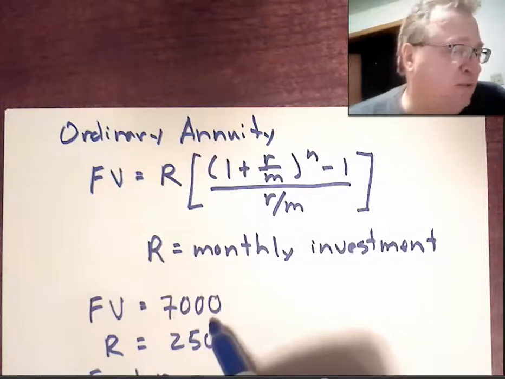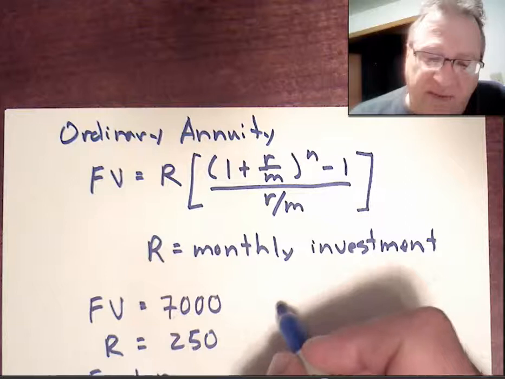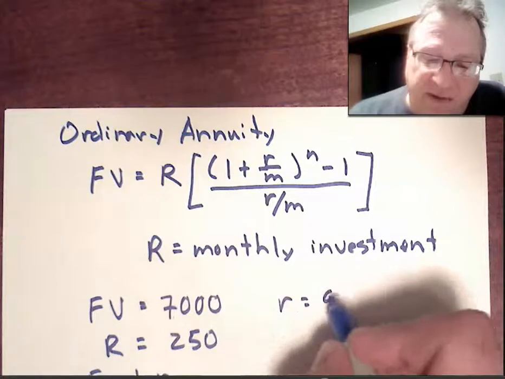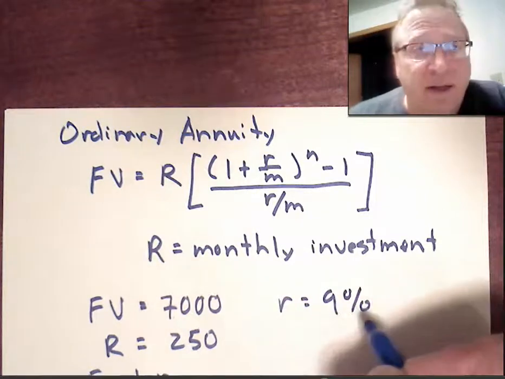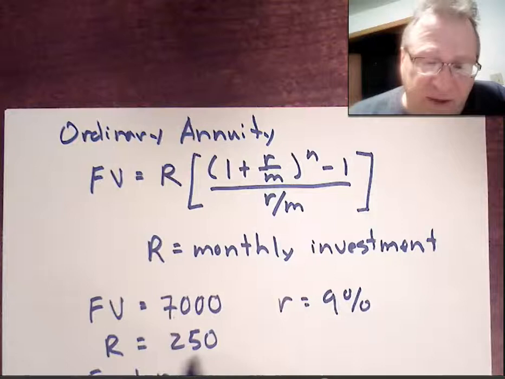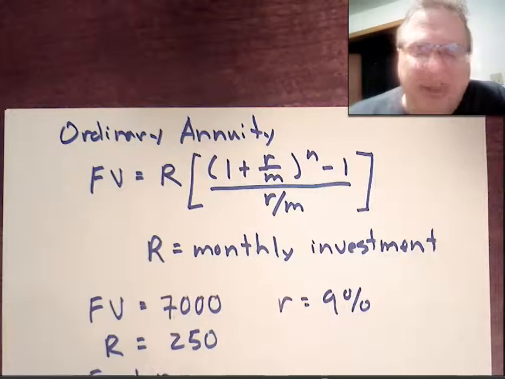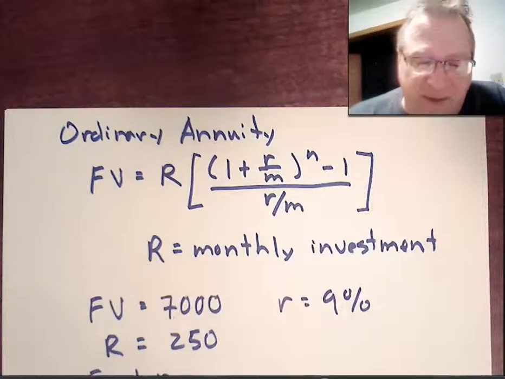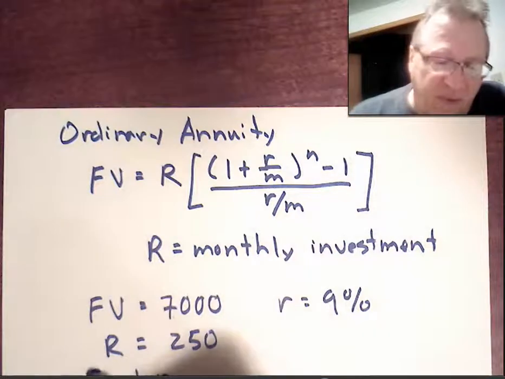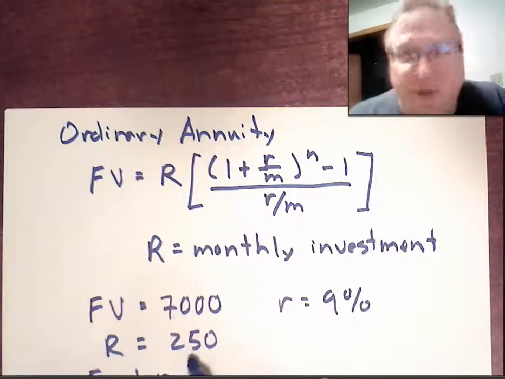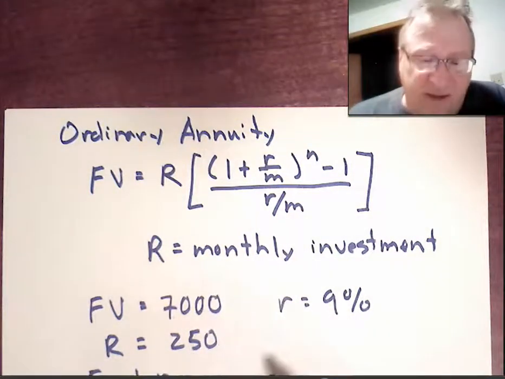I didn't write down a rate. Let's say we have a rate of 9%. That's an annual interest rate, just like always. So the question is, how many months, how many compounding periods is this going to take in order to turn that $250 a month into 7,000?